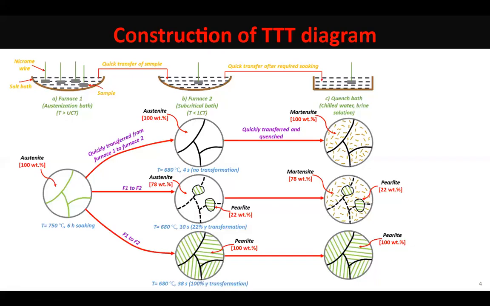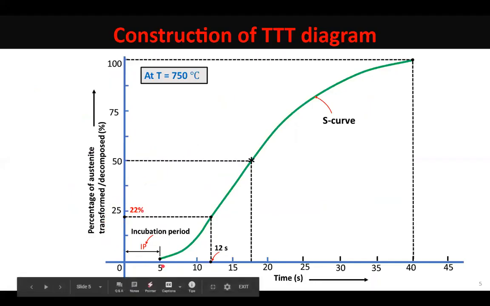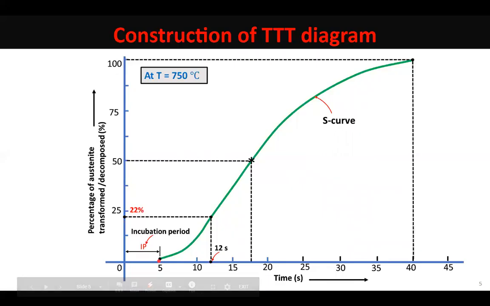But when this one set of experiments at 680 degrees centigrade, one of the subcritical temperatures, is over, you obtain this type of an S curve. What is this curve showing? That after 5 seconds, note, only 1% transformation had taken place. Students, mind it, 1% transformation in metallurgy is generally considered as the start of transformation, and 99% transformation is considered as the end of transformation.